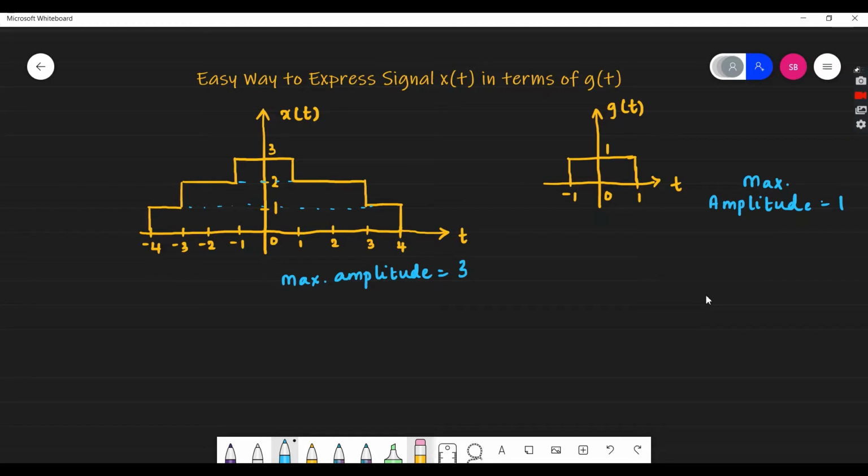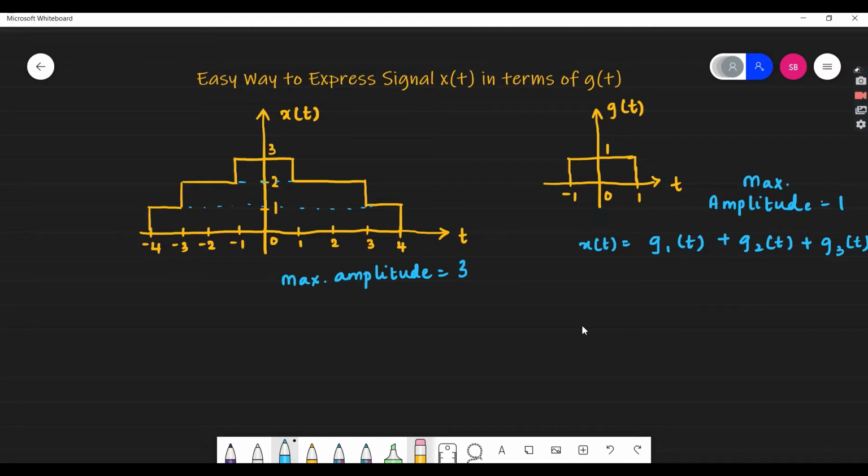So if I compare these two signals, in order to get an amplitude of 3, I have to add this g of t signal thrice, that is g1 of t, g2 of t and g3 of t. So this will be your final equation for x of t. X of t can be obtained by adding g1 of t, g2 of t and g3 of t, because its amplitude is 1. So 1 plus 1 plus 1 will be equal to 3.